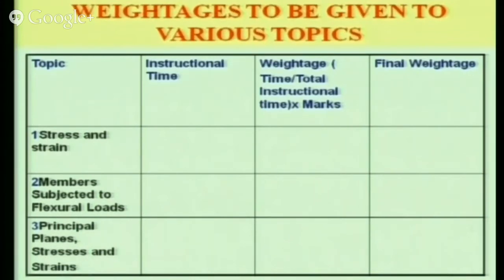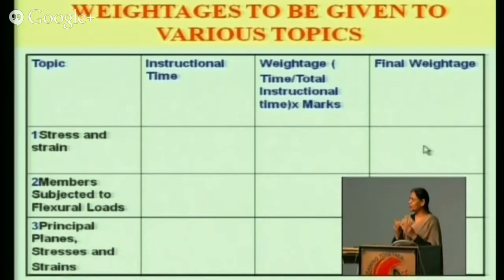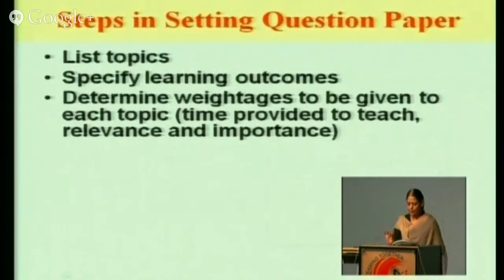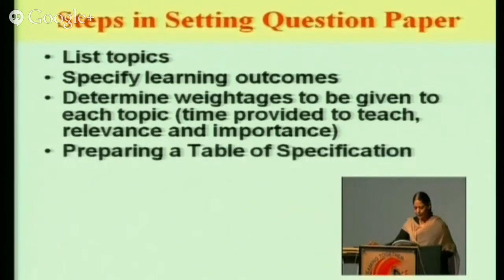So maybe you would like 20% weightage to be given to the third topic, 20% weightage to the second topic, and 20 marks may be given to the first topic. So this 2 to 3% mark variation can be there on the basis of the importance of each topic in the world of work. So here you will see, when I talk in terms of determining weightages to be given to each topic, you need to know the instructional time, the total instructional time, and the marks to be allocated in the paper.